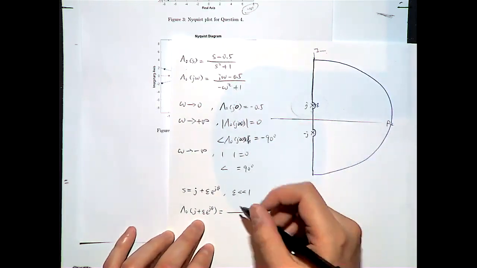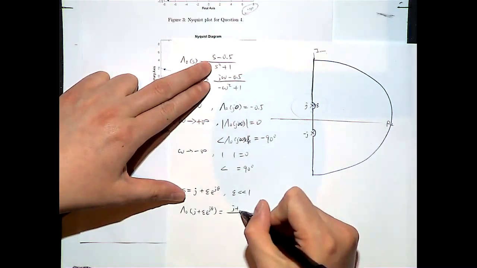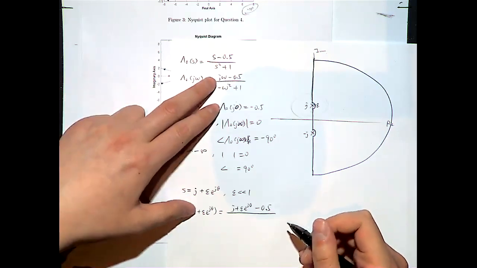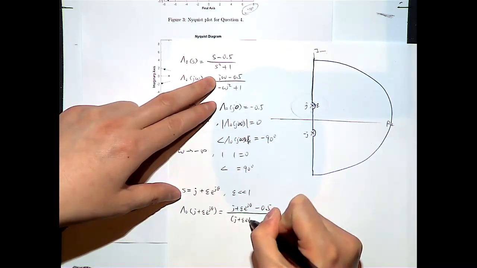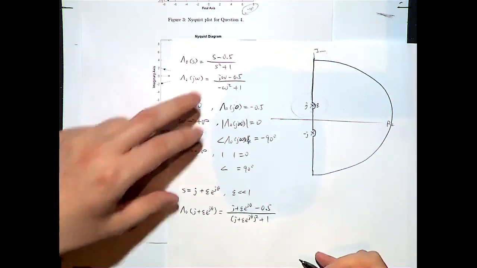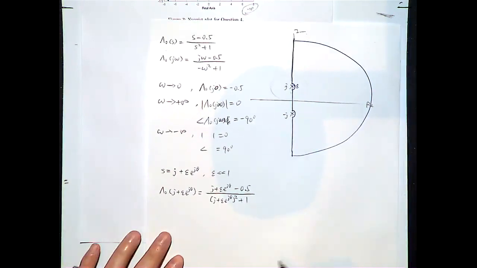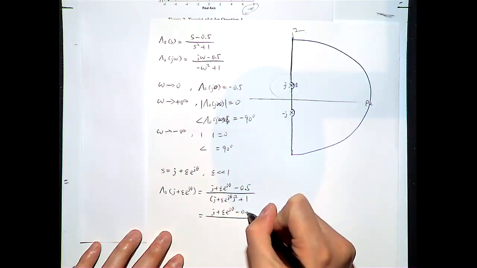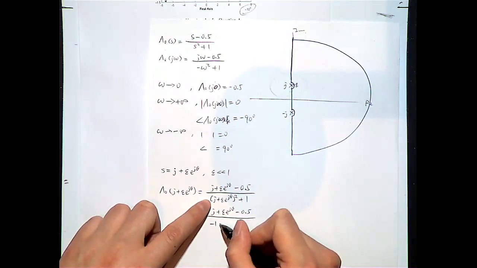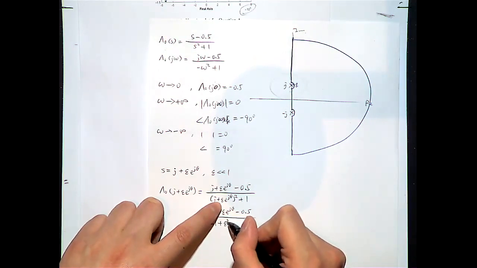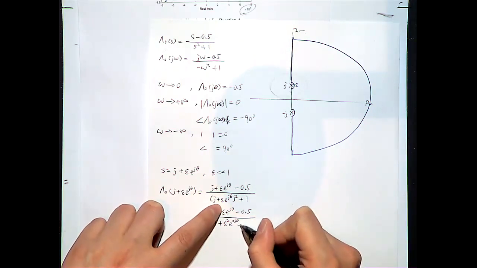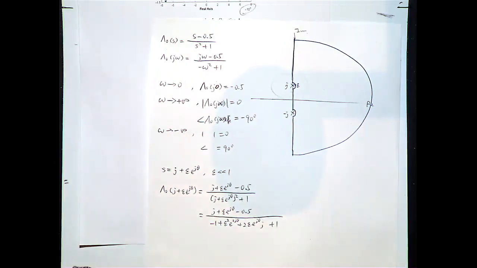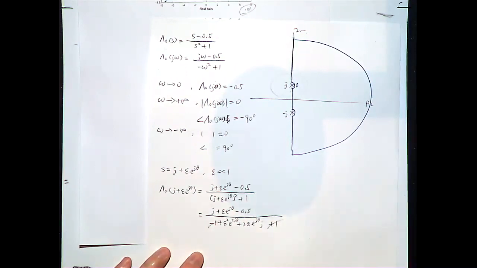So if you put that in, you have j plus epsilon e^(j theta) minus 0.5 over this squared plus 1, right? That gives you, so this squared is negative 1, plus this squared is epsilon squared e^(j theta), plus 2 times, plus 1, right? Then this and that cancels out.